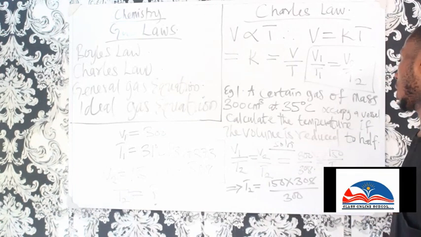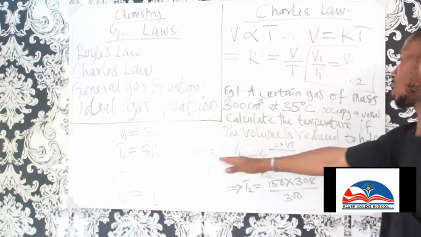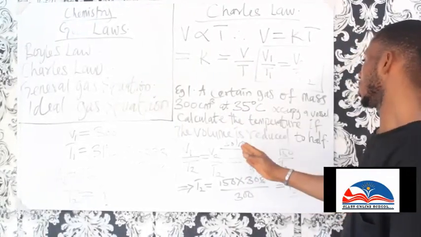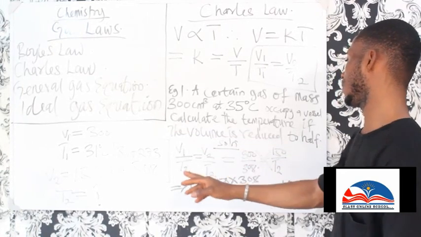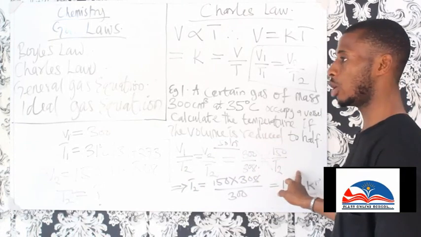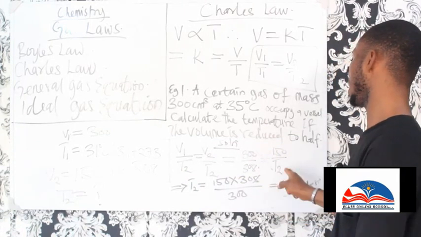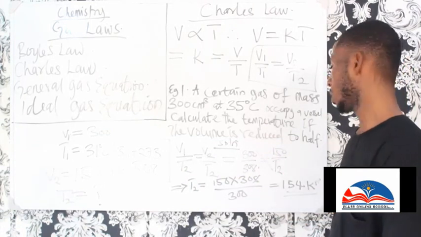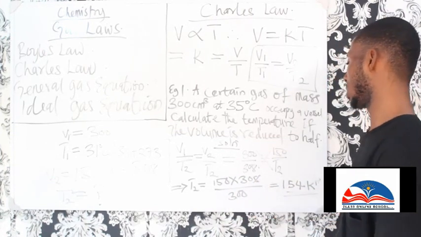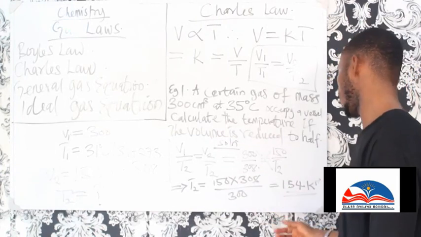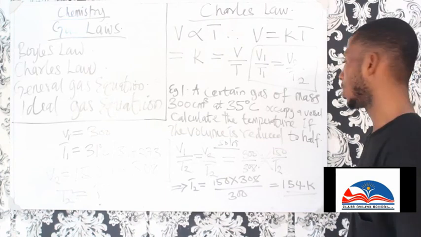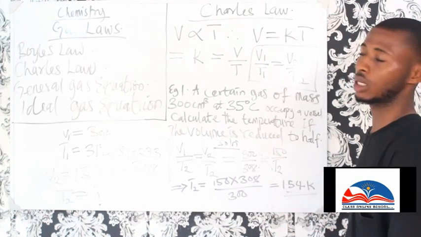Alright, this is the formula, and when we input these parameters into this formula, V1 is 300 while T1 is 308. V2 is 150 while T2 is the unknown. So we cross multiply, making T2 the subject of the formula. When we do that, we have 150 times 308 all over 300, which will give us 154 Kelvin. The answer is left in Kelvin.